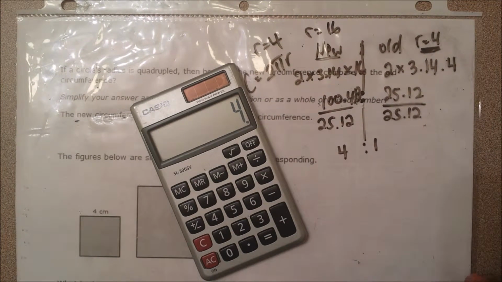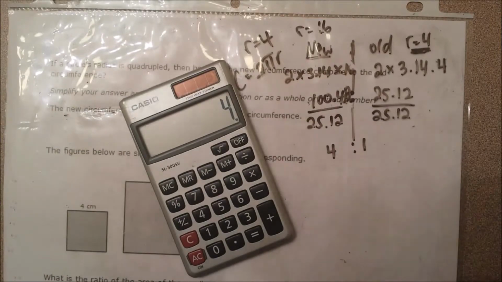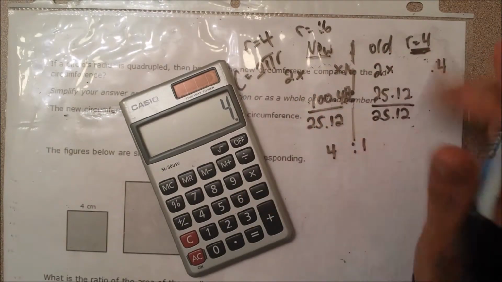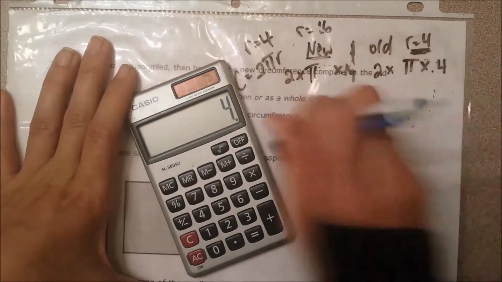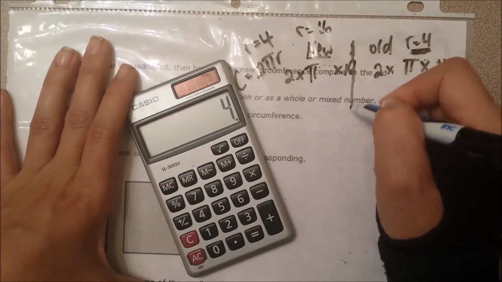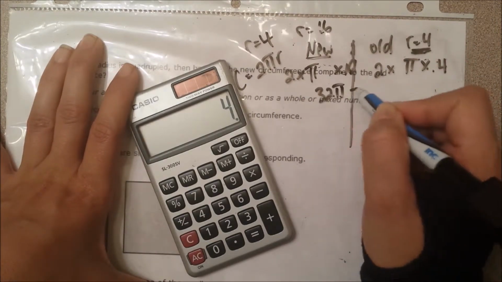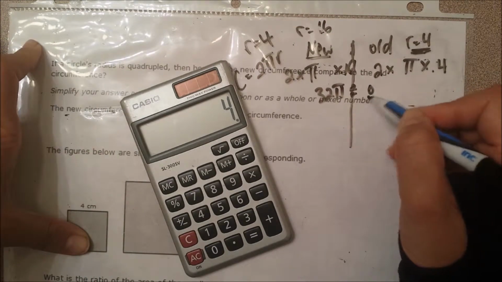If you don't want to deal with the decimals, don't put 3.14. Go ahead and put pi. Leave pi in the problem. Then you won't deal with decimals because obviously pi is the one that brings in the decimals. So you'll have 2 times the 16, which is 32 pi, equals, colon, 2 times 4, which is 8 pi.